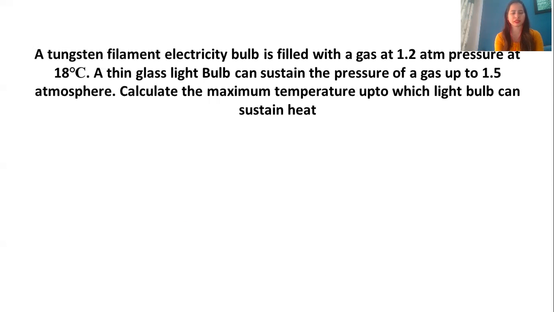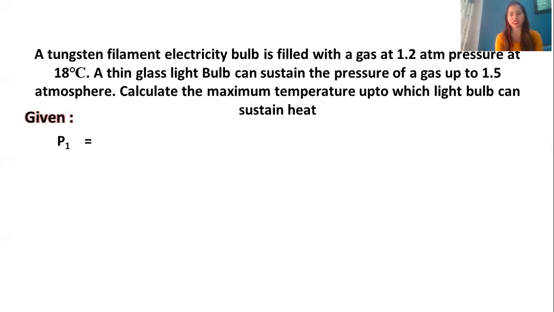Next question we have, the second one. A tungsten filament electric bulb is filled with gas at 1.2 atm pressure at 18 degrees Celsius. A thin glass light bulb can sustain a gas pressure up to 1.5 atm. Calculate the maximum temperature up to which the light bulb can sustain heat. Almost a similar type of question. You can see we have a tungsten filament bulb which has a pressure of 1.2 atm at 18 degrees Celsius. And it can sustain a pressure of up to 1.5 atm. We need to find the maximum temperature up to which the bulb can sustain the heat.